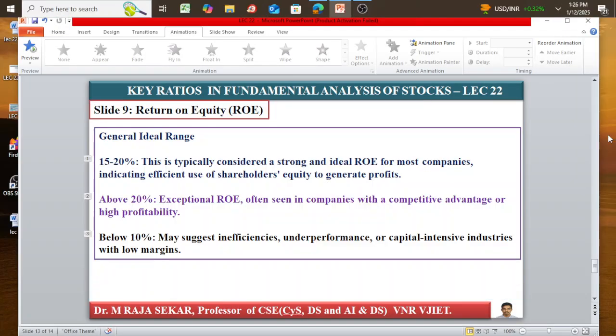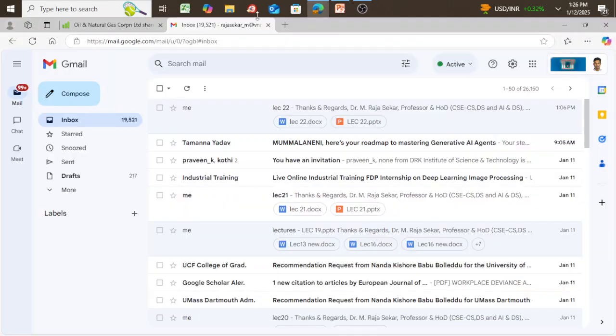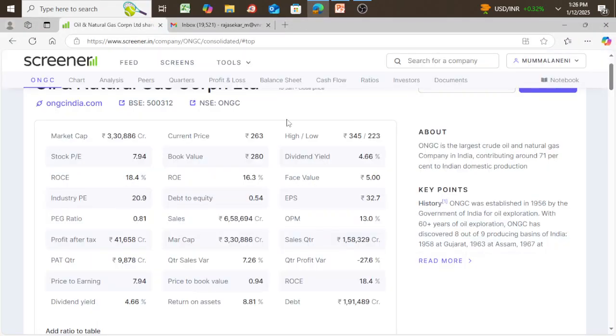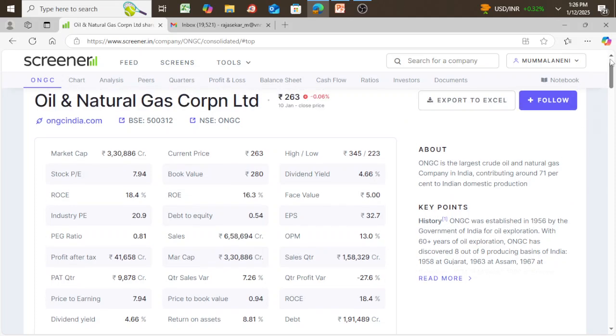For example, let me go to screener.in. Anyway, I will discuss this screener.in in future classes. If I take the ONGC example, Oil and Natural Gas Corporation, if you see the values of ROE and return on assets, ROA is 8.81, whereas ROE is 16.3.